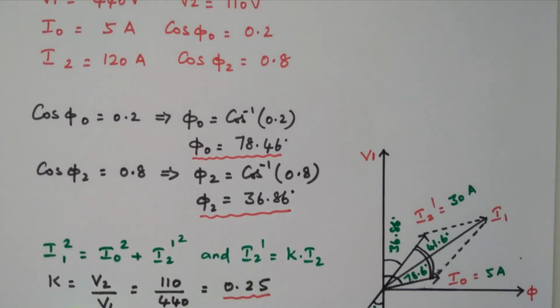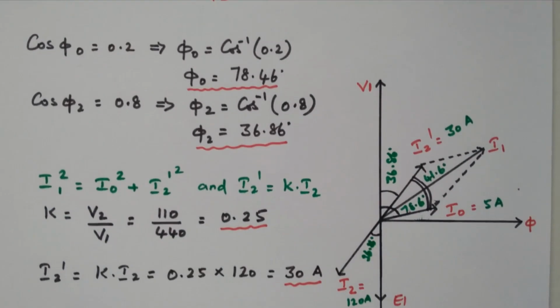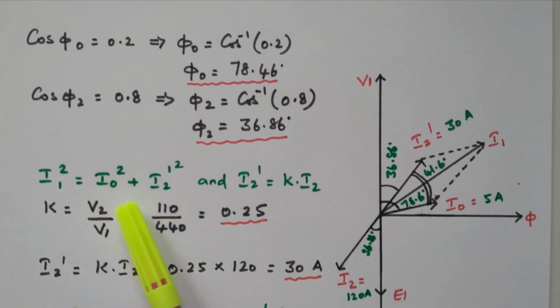Now we'll see the I1, the primary current. The question is we need to find the primary current. That is nothing but the vector sum of I0 and I2 dash. This I2 dash can be calculated as K into I2. This I2 is given in the problem, right? So I2 dash equals K into I2. Then how will you find the K value? Transformation ratio is V2 by V1. K equals V2 by V1. V2 is 110, V1 is 440. So 110 by 440 equals 0.25. So the transformation ratio is 0.25.